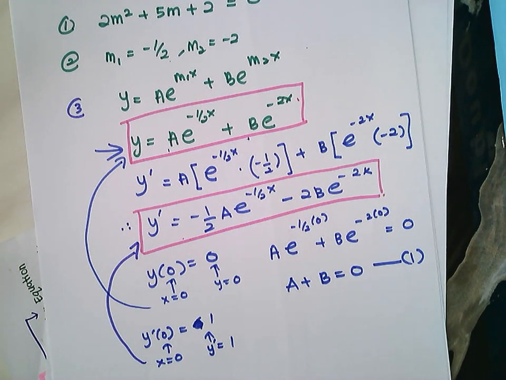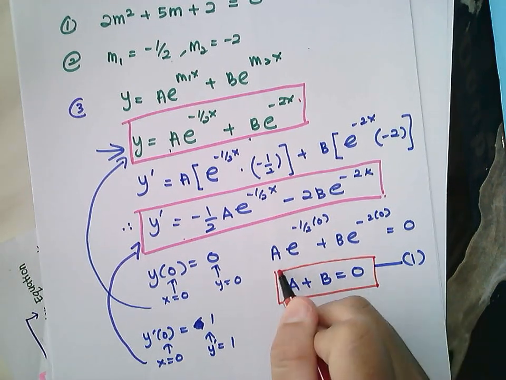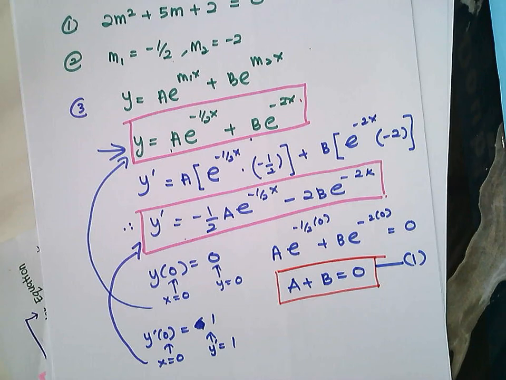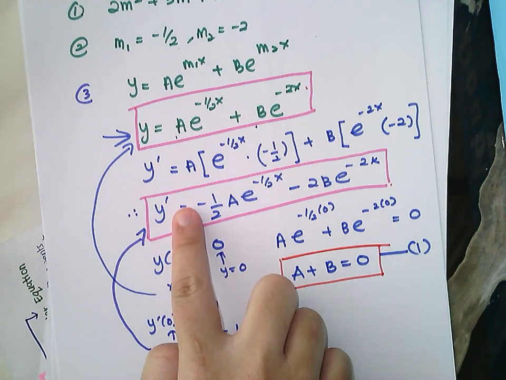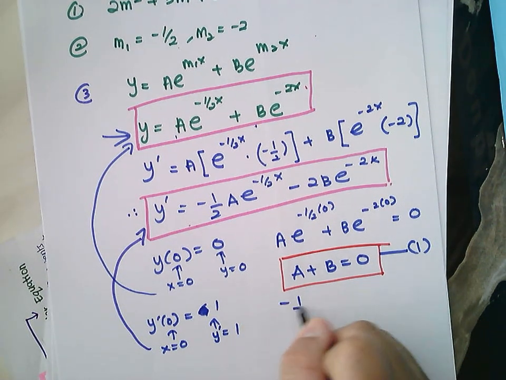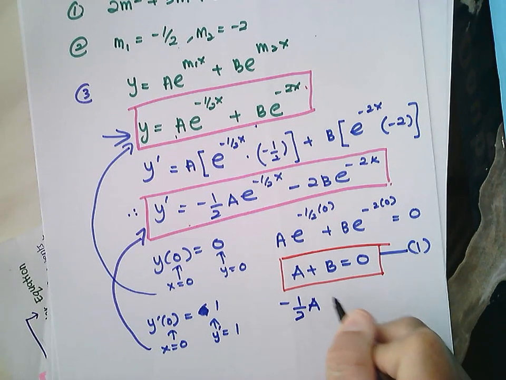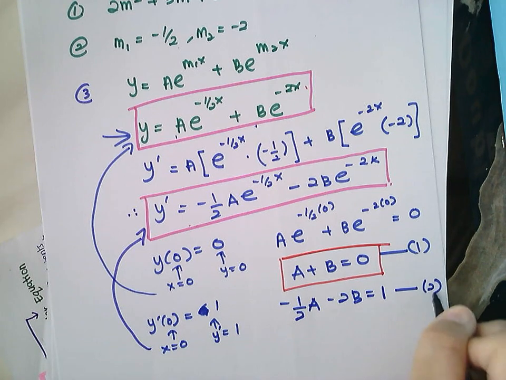So let's label it first so that you don't get confused. This is your first equation. So when you substitute x equals 0, y prime is equal to 1 into this equation, you will have negative 1 over 2a minus 2b is equal to 1. This is equation 2.